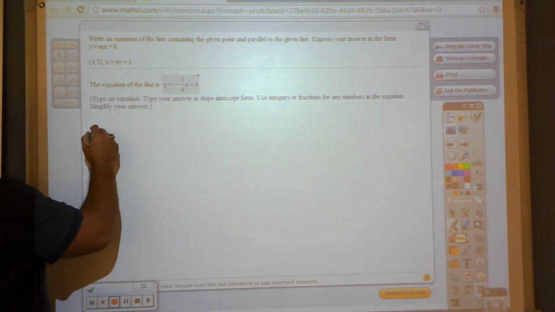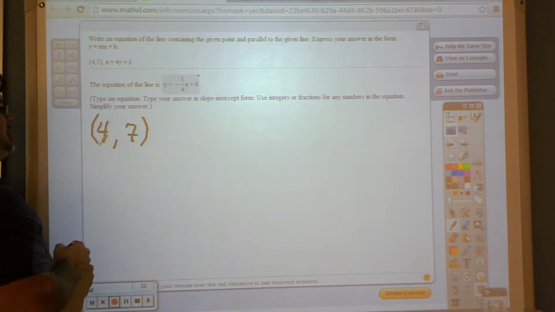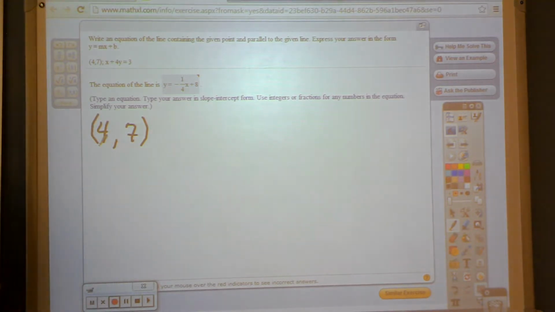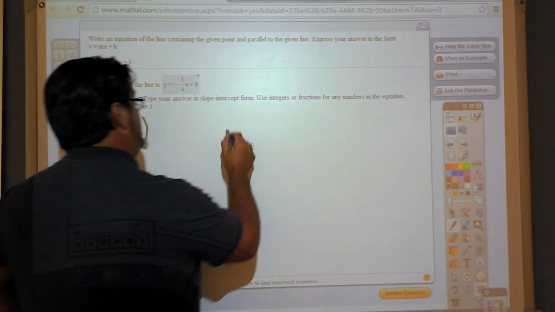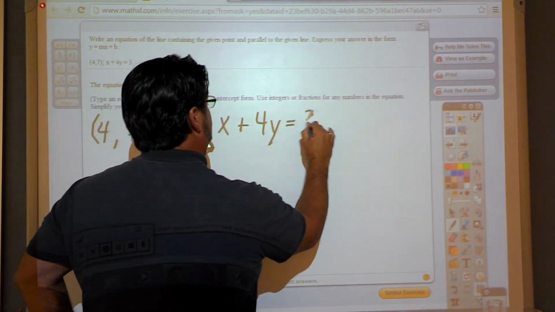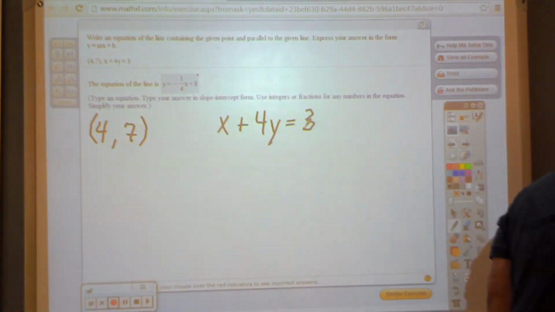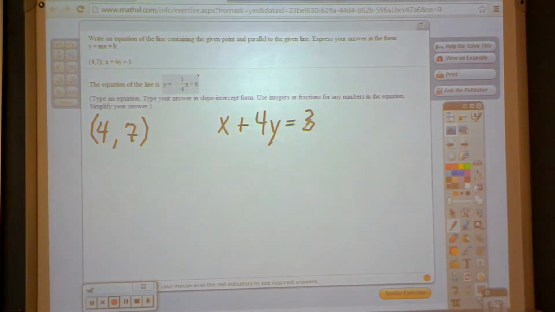Where our point is (4, 7). What do we not have? We don't have a slope, so we have to find the slope. x plus 4y is equal to 3. How do we find the slope?